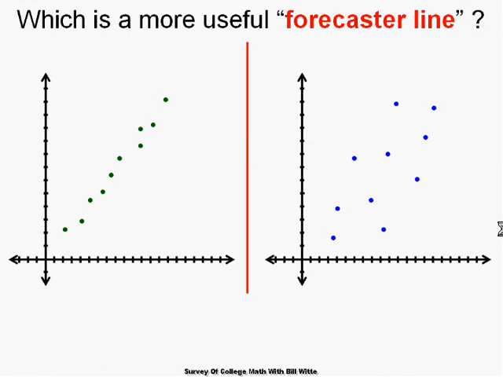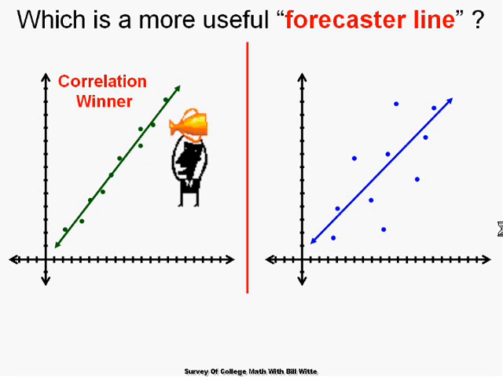Okay. Well, a correlation measures the quality of a forecaster. Let's look at these two. Given that data, we have the green forecaster line and the blue forecaster line. Who do you think is a better forecaster of the data? Of course, one has much more widely scattered data. Certainly, the one that's closer to all the data.